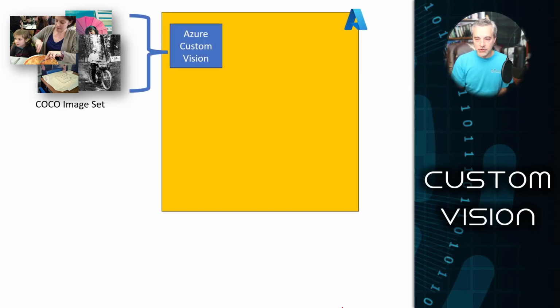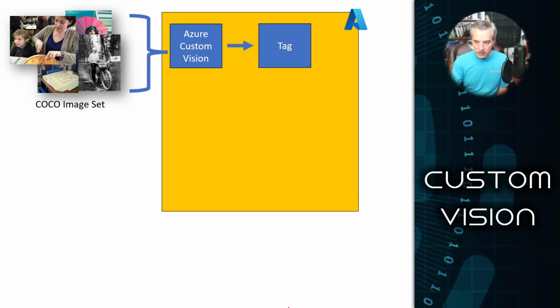And I'll put a link in the video description down below where you can download this image set. Now, with the COCO Image Set, I can then take the images and the metadata, and I can put that into Azure's Custom Vision service. Now, the Custom Vision service allows you to either do this more manually through an app, or you can do it through an API.